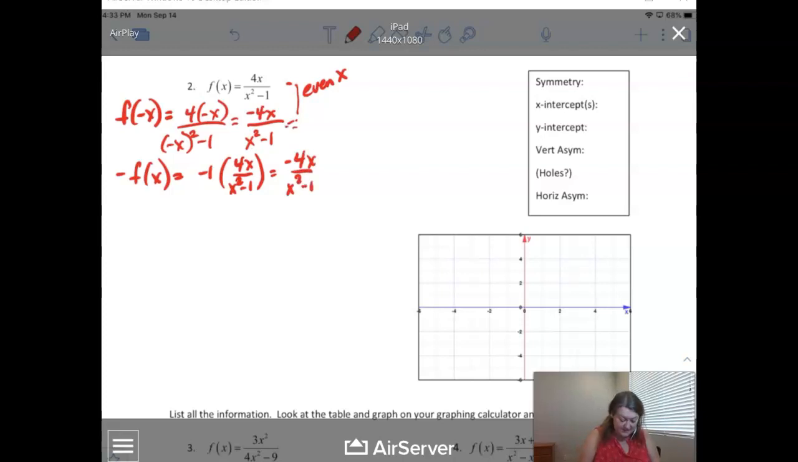Notice that this does match what happened when I put in my negative x, which means that this is odd. So my symmetry is odd, which means it's the rotational symmetry around the origin. So if I have points in the first quadrant, I'm going to have points in the third quadrant. If I have points in the second quadrant, I'm going to have points in the fourth quadrant. Okay, so it's going to be spinnable 180 degrees. So I already know it's odd.